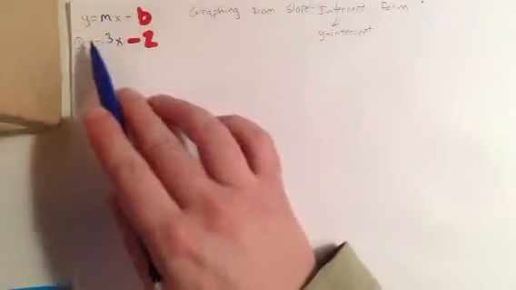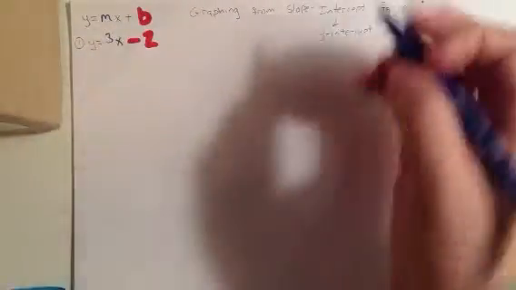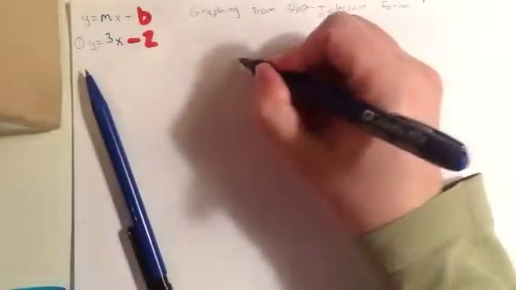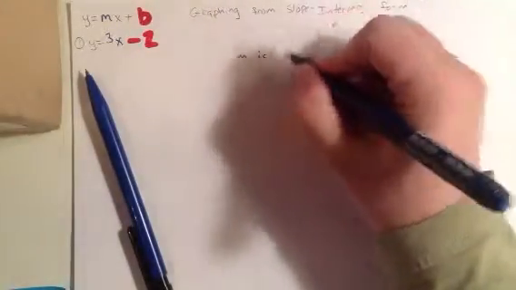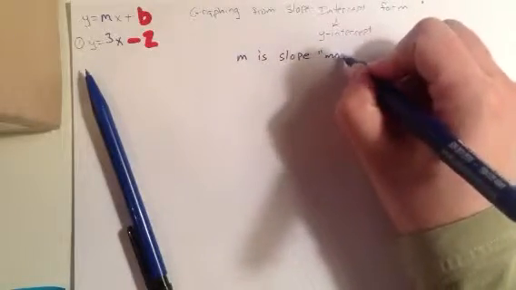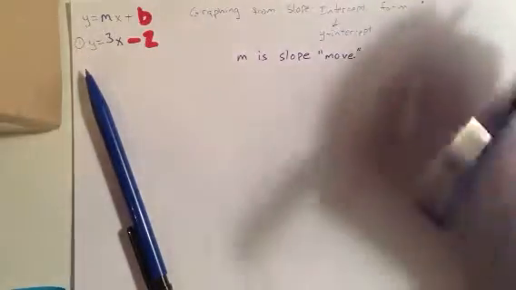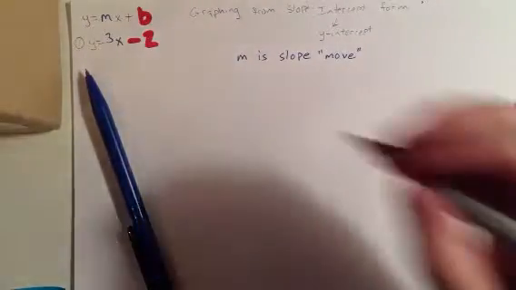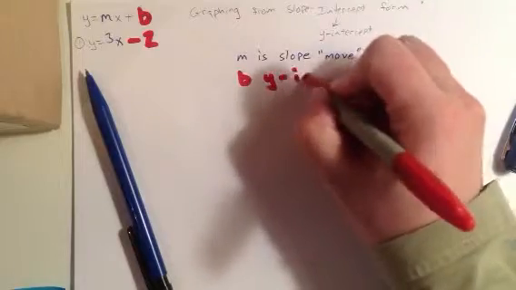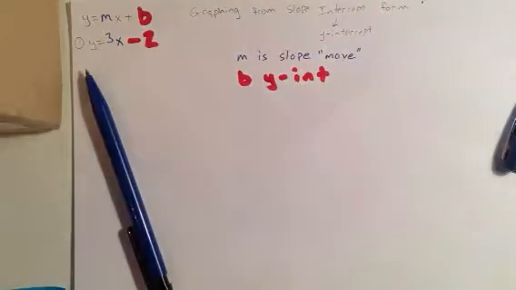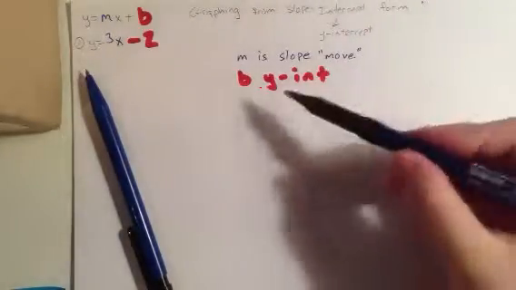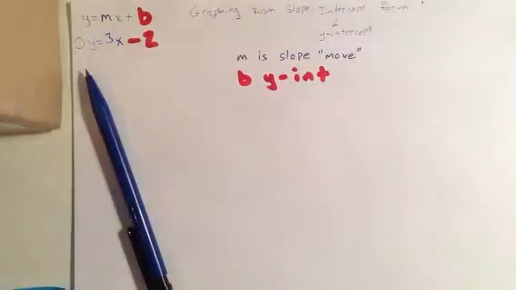So slope-intercept form looks like this. It's y equals mx plus b. M is your slope, and it's going to tell me how I move from my beginning point to my next point. B is the y-intercept. I'm going to try to color code, so all the slope stuff I'll try to do in blue, and the red will be my y-intercept.